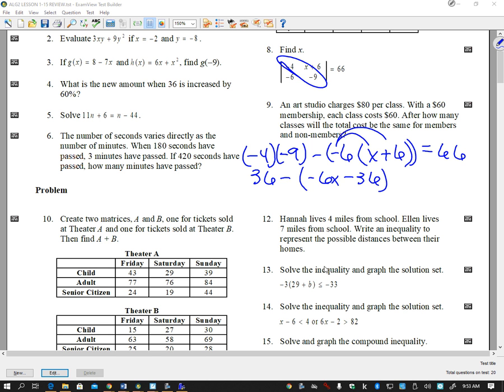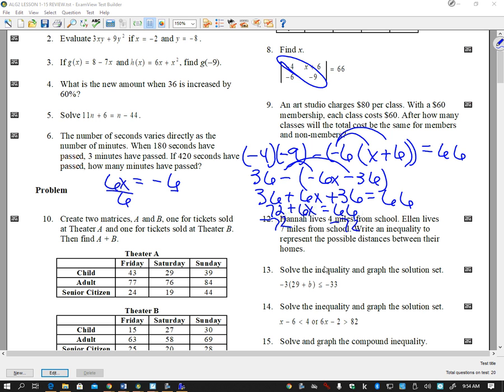Now here's the other thing: I have to distribute that negative to all of the terms in here. So that gives me 36 plus 6x plus 36 equals 66. So there's a double distribution in there. So we get 36 plus 36 is 72, plus 6x equals 66. Subtract 72 from 66. What's 66 minus 72? -6. -6 divided by 6, so x equals -1. Did I get the right answer?